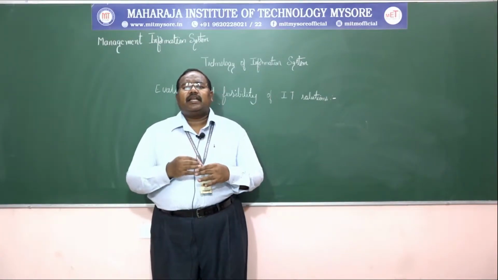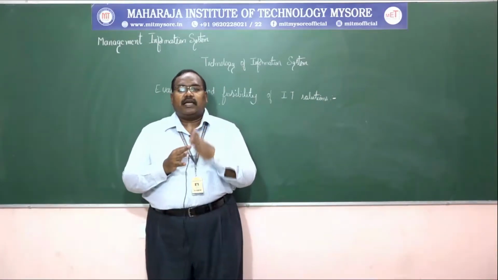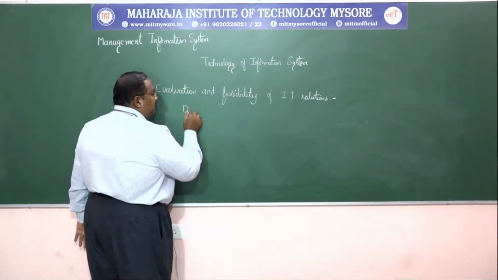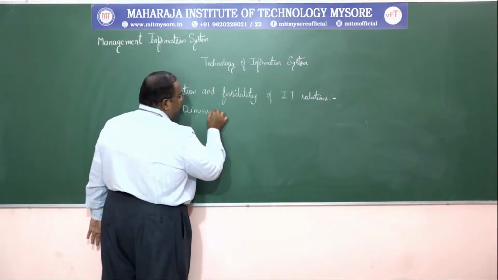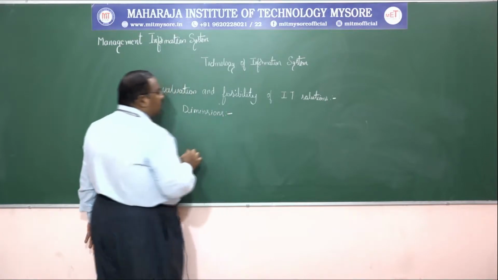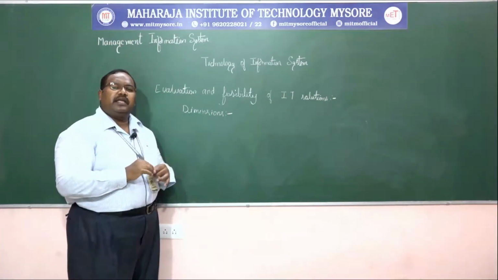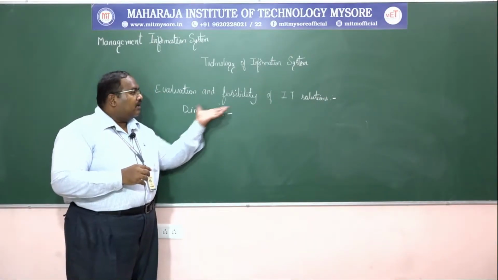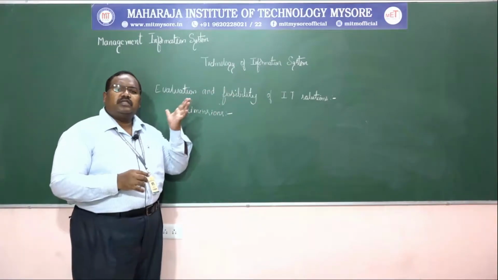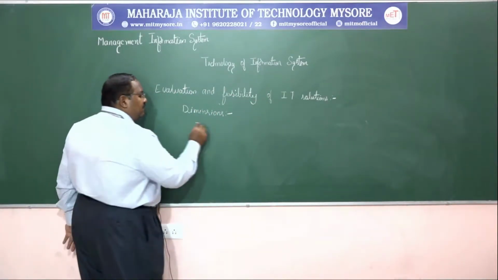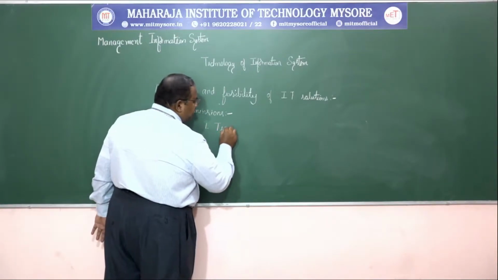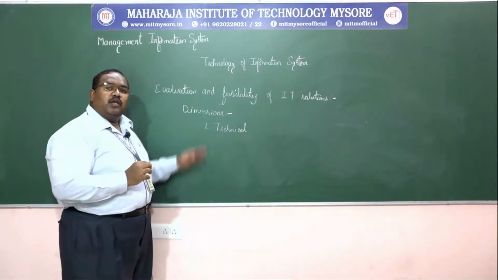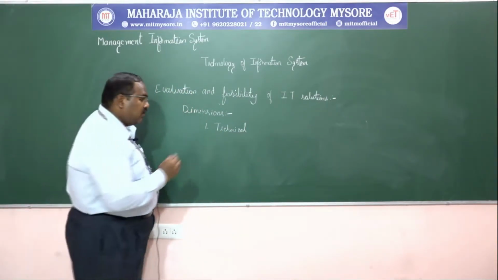Second, the selection criteria for evaluation have different dimensions to satisfy simultaneously. When we talk about evaluation and feasibility, there are different dimensions that need to be considered while making a more feasible IT solution. There are three main dimensions. The first one is technical. Here we need to look into the various technical aspects. Second one is operational.